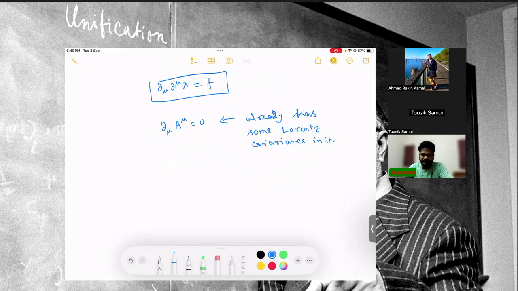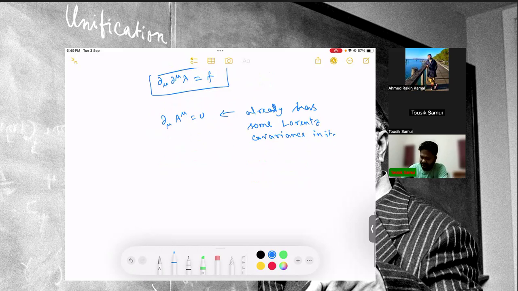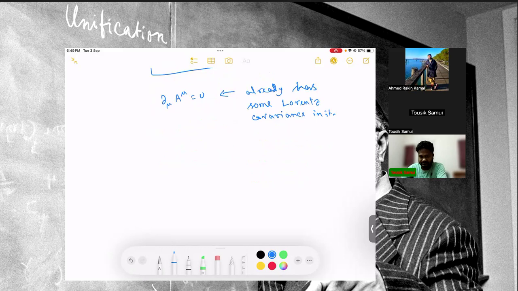But another important thing that I want to discuss is that even in the Lagrangian that we wrote, there is another problem. The Lagrangian that we discussed was 1 over 4 F alpha beta F alpha beta. This gives rise to the Euler-Lagrange equation, or equation of motion.